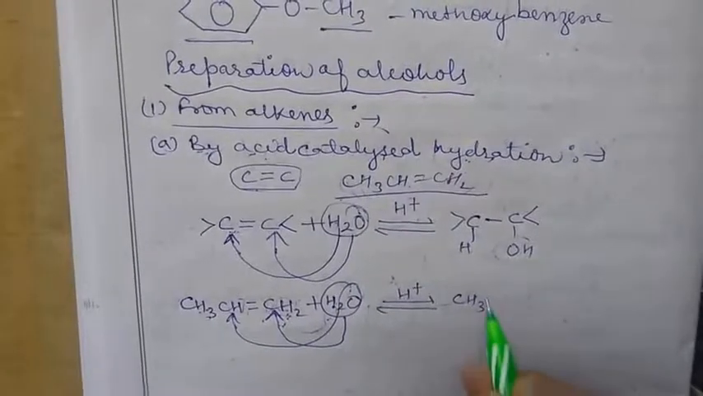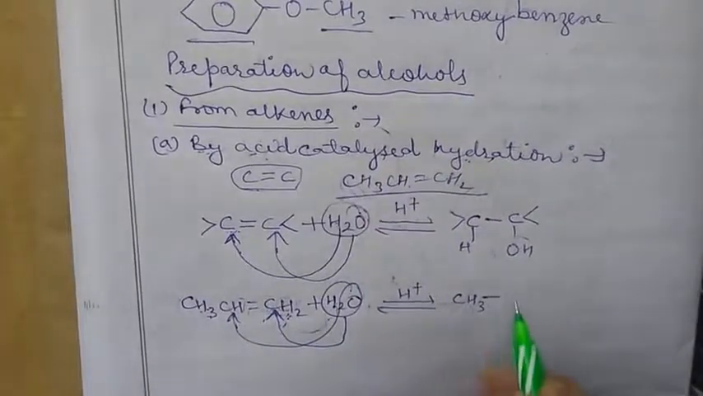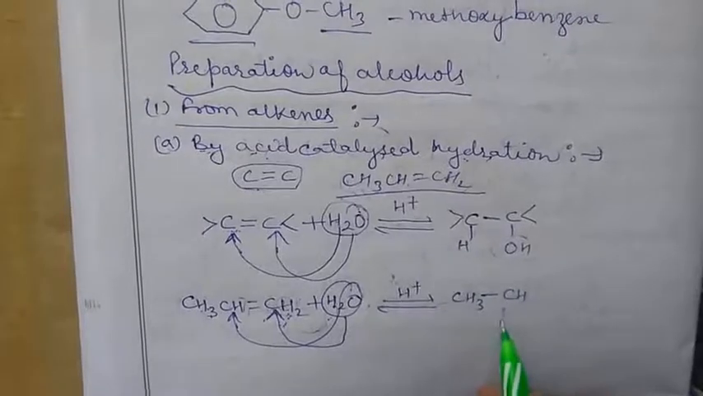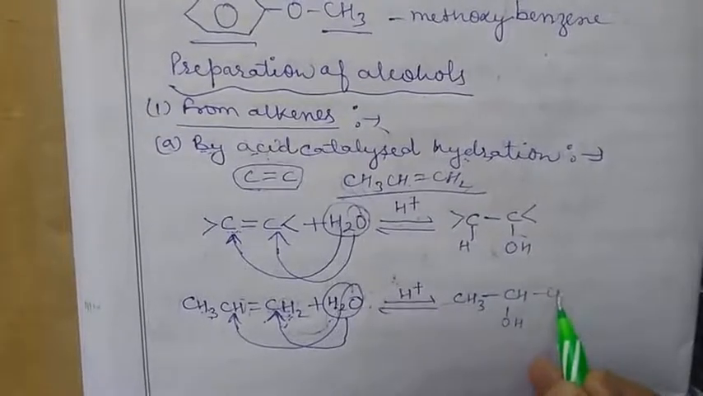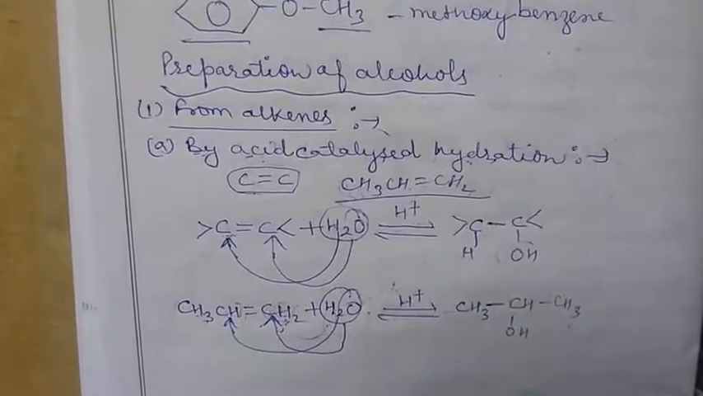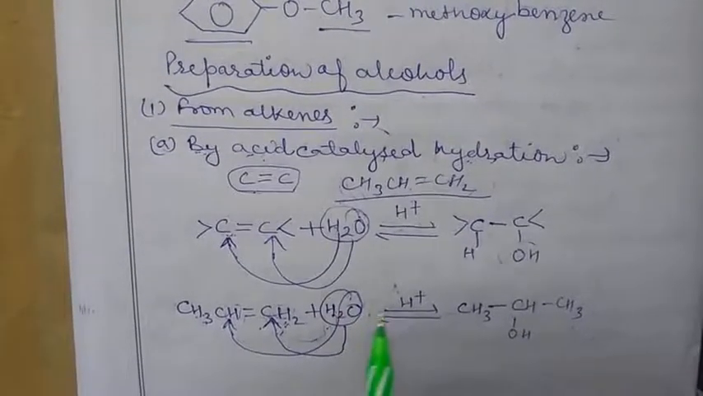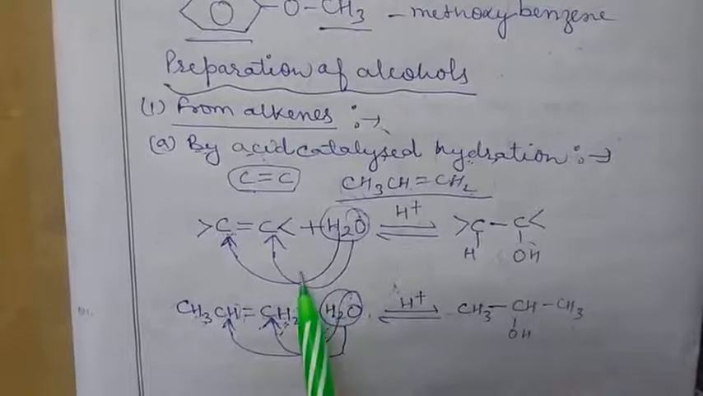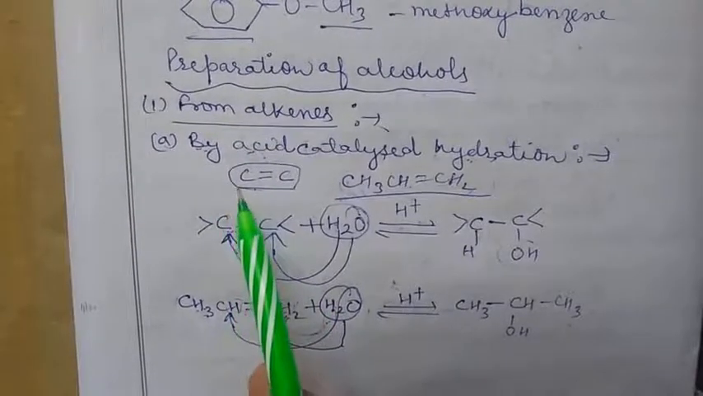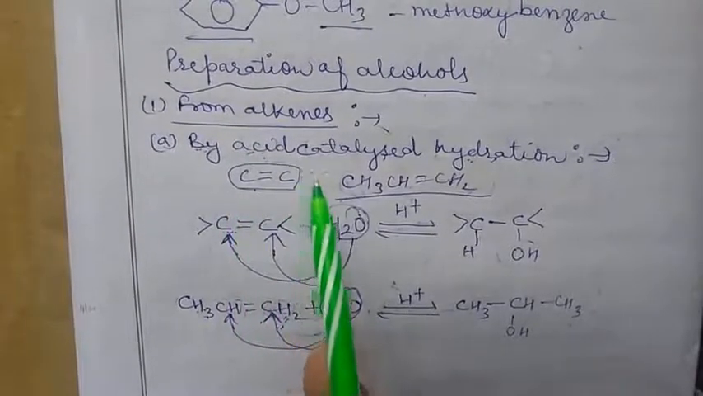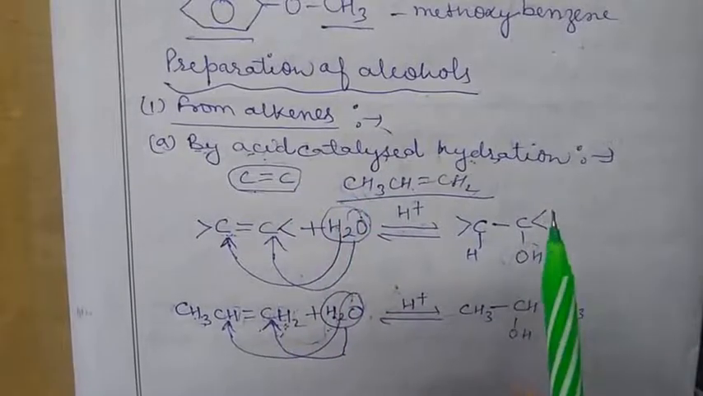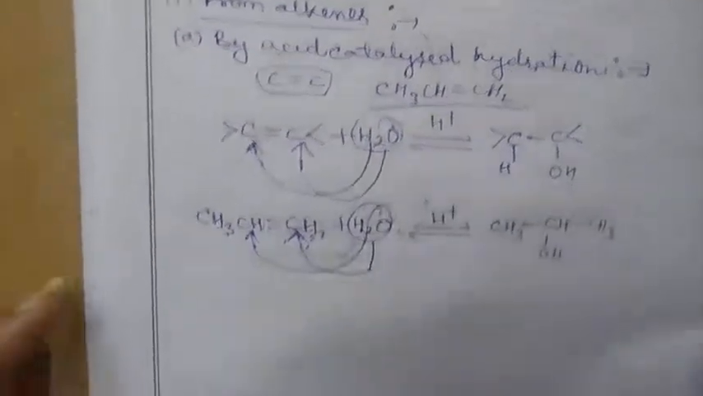So now what is the final result? That is the CH3. Now the OH group is attached here, and this one is the CH3. So this is the case of the unsymmetrical alkene. And this method is known as acid catalyzed hydration.